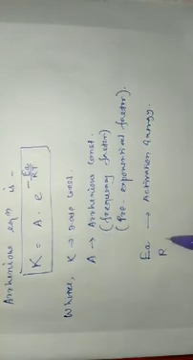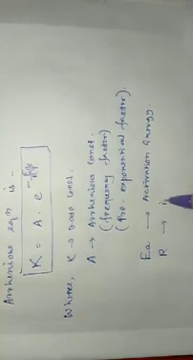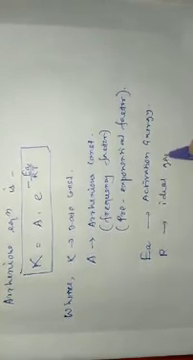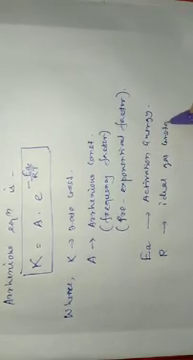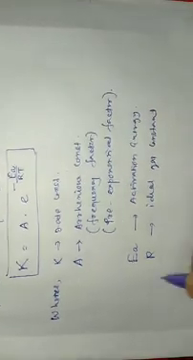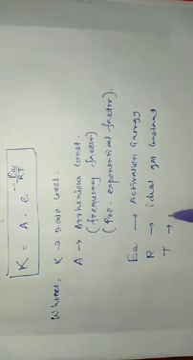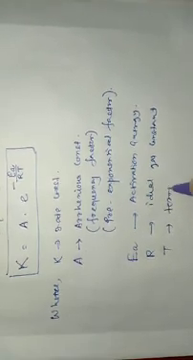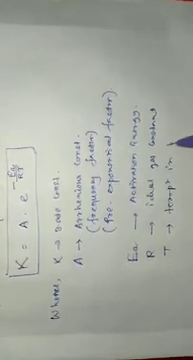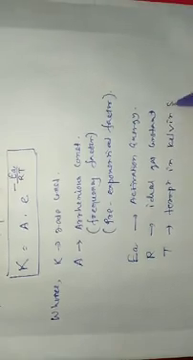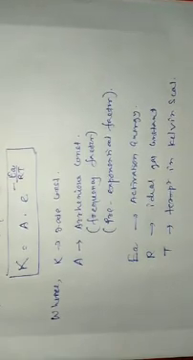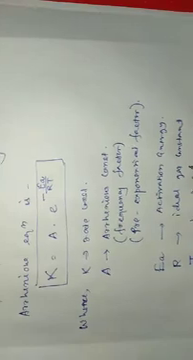R here is the ideal gas constant, or universal gas constant, and capital T here is the temperature. Capital T is the temperature in the Kelvin scale.